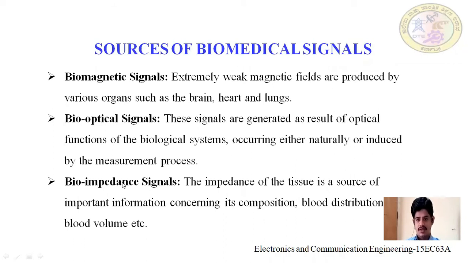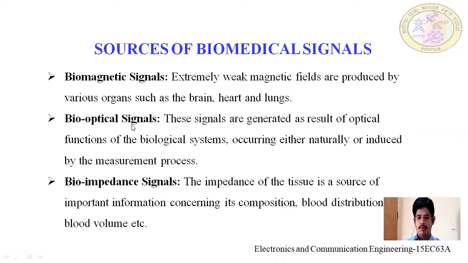Next we have other sources of signal like the biomagnetic signal. Extremely weak magnetic fields are produced by various organs such as the brain, heart, and lungs. Even though our body generates a magnetic signal, it is not strong enough. Those are very weak in strength, and they are used only for research and some other purposes.